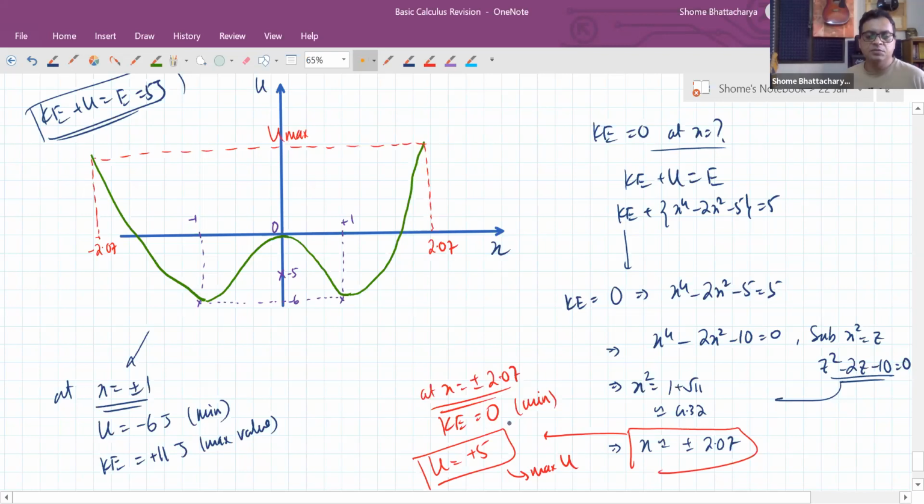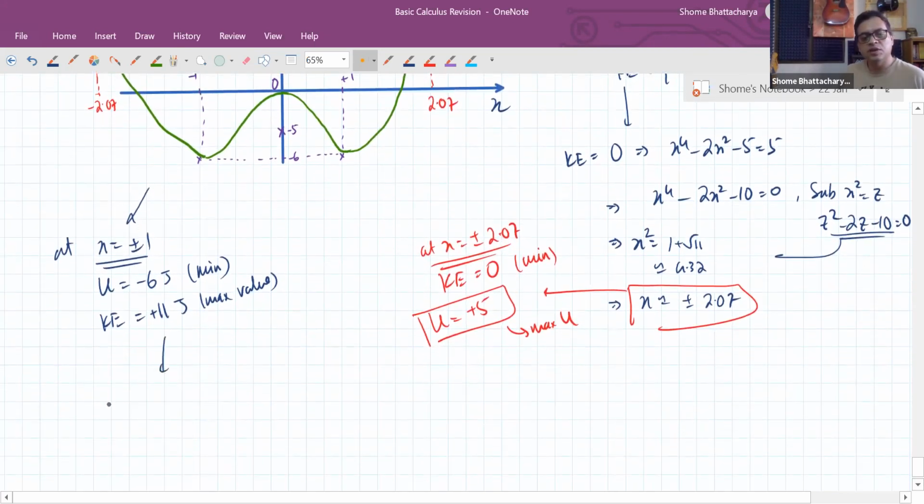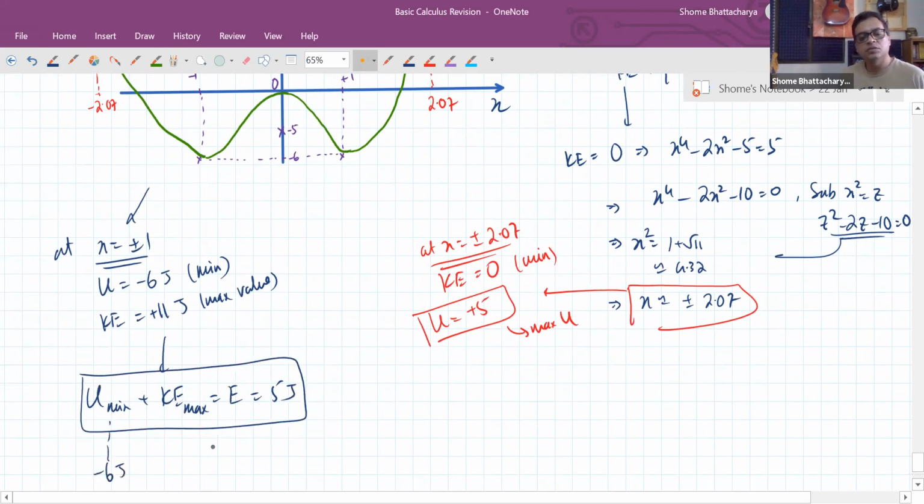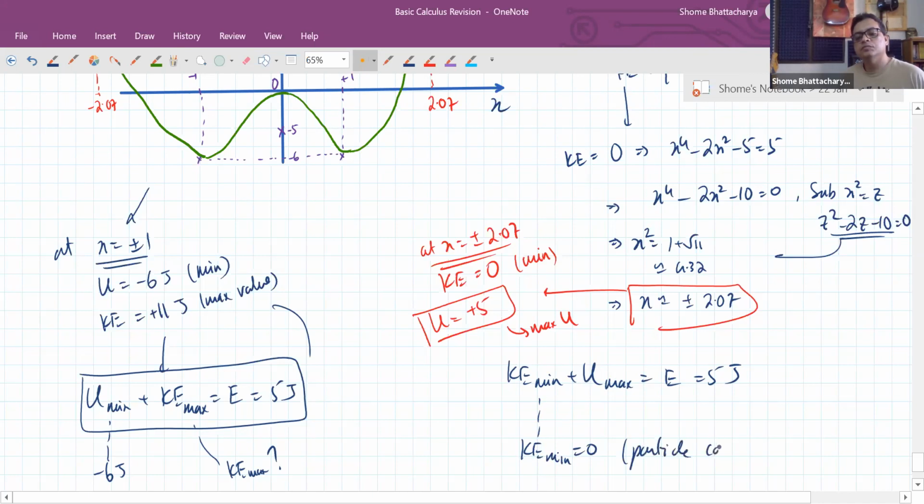Whereas when the kinetic energy is minimum, that is 0, the potential energy has the maximum value, which is equal to E. Okay. So these 2 points are coming from this: U's minimum value plus kinetic energy's maximum value is equal to 5 joules. Now we saw from our investigation earlier that U's minimum value is equal to minus 6 joules. So from that we are getting kinetic energy's maximum as 11 joules. Right? Whereas similarly here, kinetic energy's minimum value plus potential energy's maximum value is 5 joules. Now kinetic energy's minimum value is 0, logically, when the particle comes to rest. So from that we are getting that the potential energy's maximum value is equal to 5 joules, and we just saw that that is happening at x equal to plus minus 2.07.